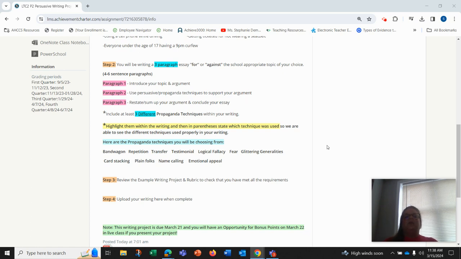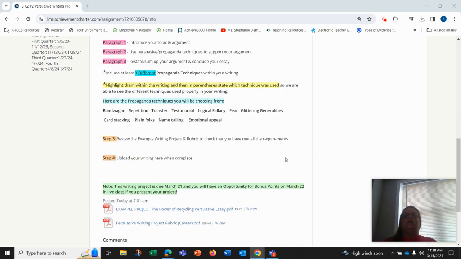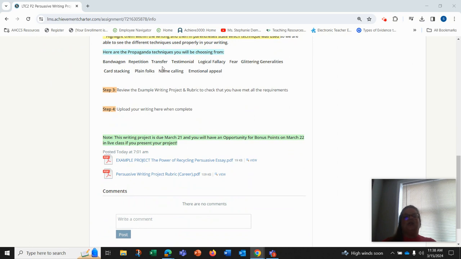You need to have at least 3 different propaganda techniques within your writing. Highlight them within the writing and then put them in parentheses to state which technique was used. I'll show you an example of that in just a second. We want to be able to see the different techniques being used properly in your writing. The propaganda techniques you'll be choosing from are bandwagon, repetition, transfer, testimonial, logical fallacy, fear, glittering generalities, card stacking, plain folks, name calling, and emotional appeal. Remember, you're picking 3 of these to use in your writing.